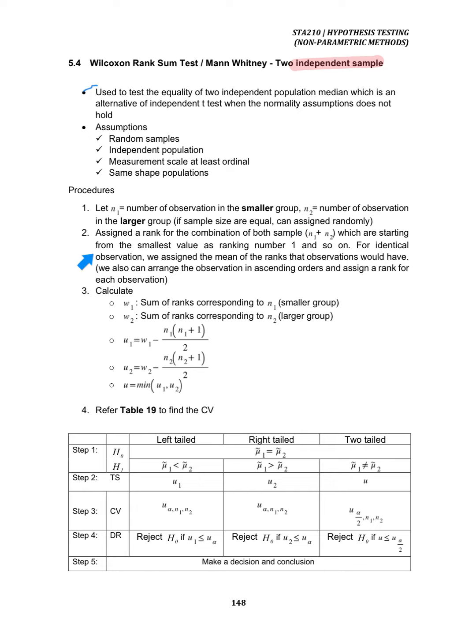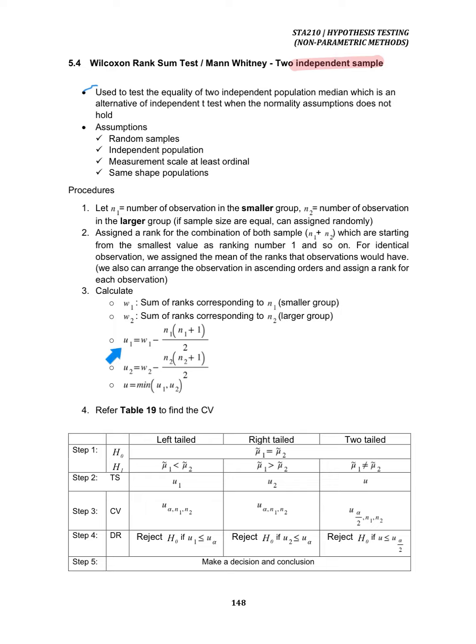Okay, and then we have to assign a rank for the combination of both samples. Kita tengok kedua-dua data tu, kedua-dua population tu, and then kita akan bagi rank regardless of their groups. Maksudnya tengok keseluruhan and then kita assign ranking. Okay, yang smallest value ranking number 1 dan seterusnya. Seterusnya you have to calculate W1. So W1 is the sum of ranks corresponding to N1, which is the smaller group. W2 is the sum of ranks corresponding to N2, which is the larger group.